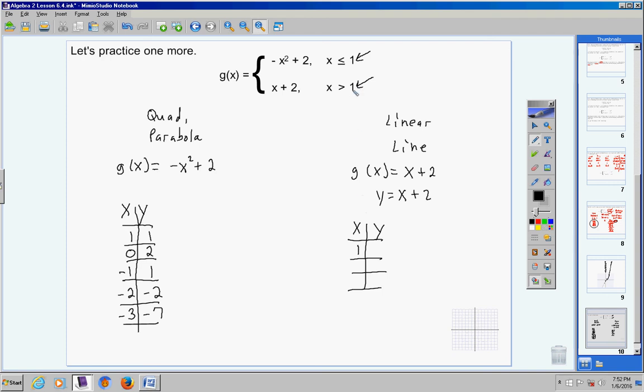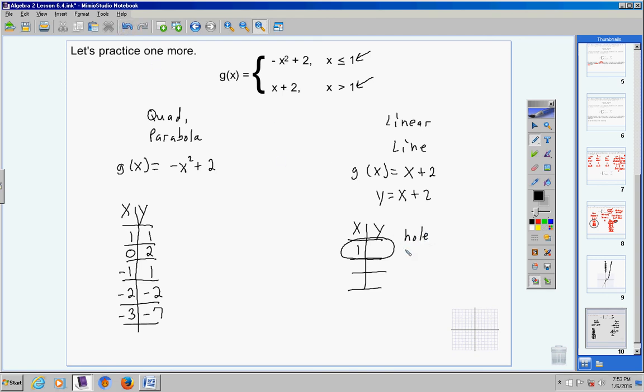Now, am I allowed to put 1 in for x? No, I'm not. There's no equal sign here. The only thing I can put in for x is numbers greater than 1. However, I'm going to go ahead and do it and circle it and make a note to myself. There's going to be a hole here.